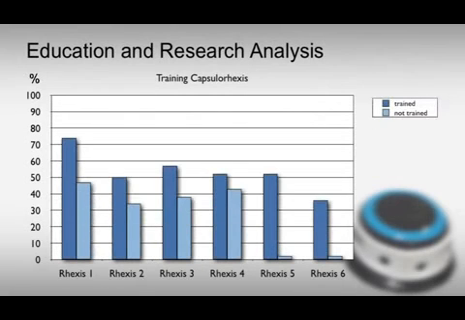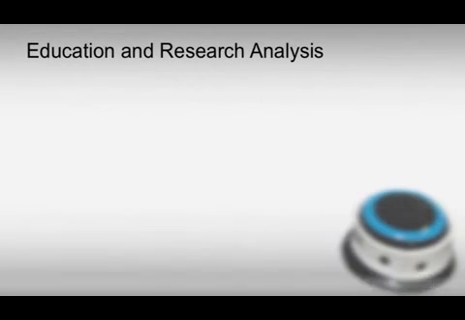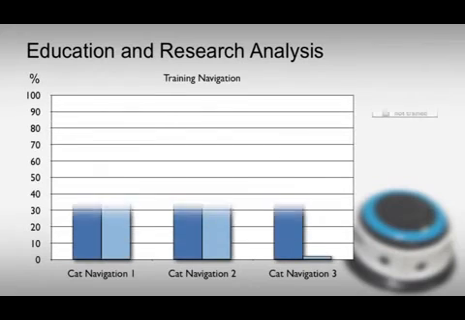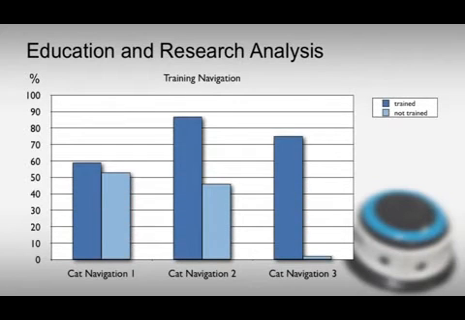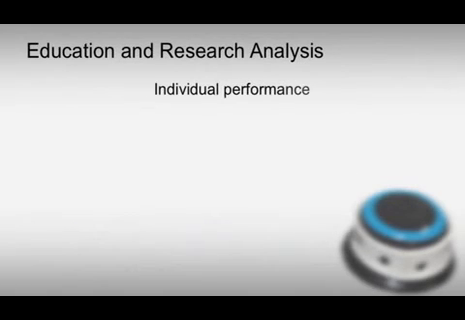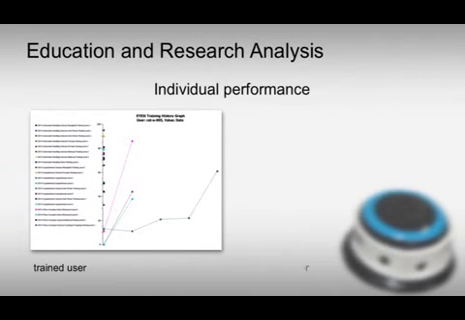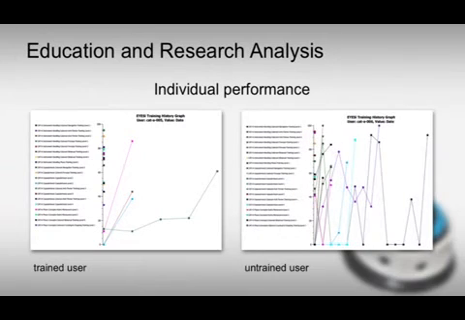In this graph, different levels of capsulorhexis training are shown. As you can see, the trained users showed higher values in all levels compared to the untrained users, similar to the course of cataract navigation. These findings can also be seen in the individual performance graphs indicating better results for already trained users.